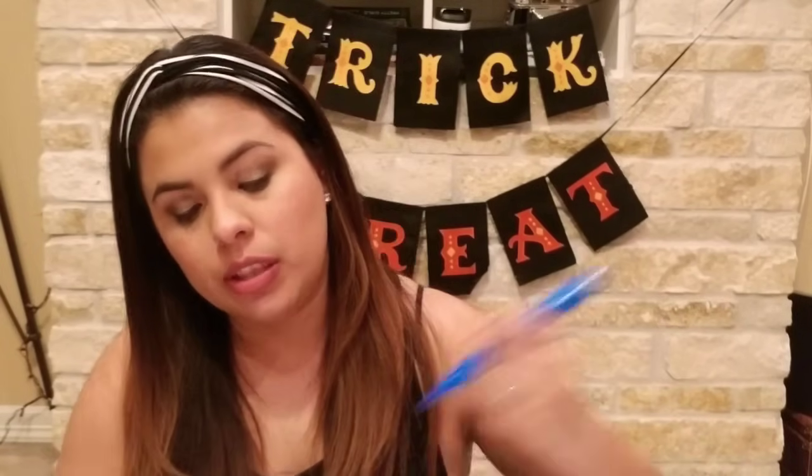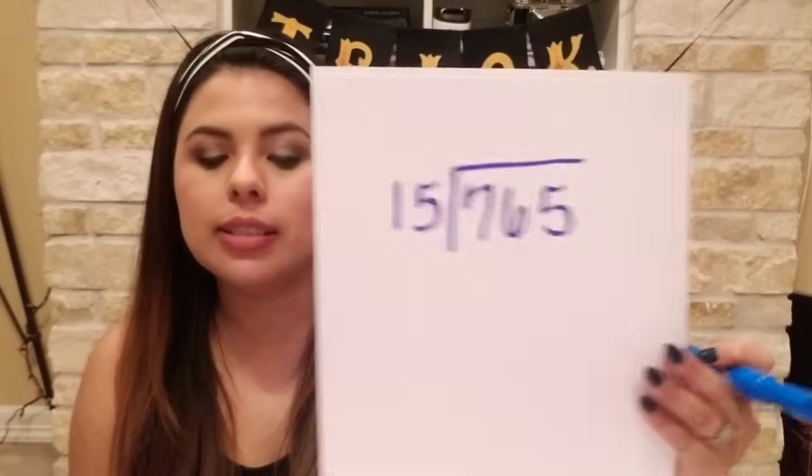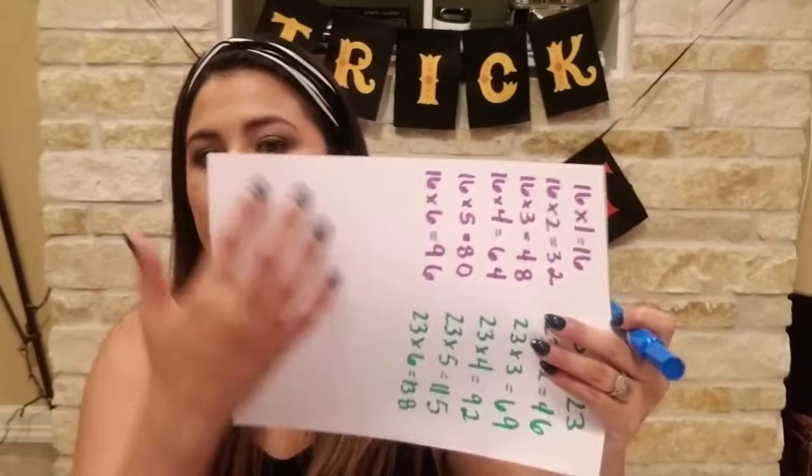Okay, so we have 765 divided by 15, and just like that. Okay, so I'm going to do my multiples of 15. I'm going to do them right here. 15s are easy because 5s are easy, right? 5, 10, 15, 20, 25. So you know that all your multiples are either going to end in a 0 or a 5. If you don't end in a 0 or a 5 for 15, you know you did something wrong. Okay? And that works for any multiple of 5.